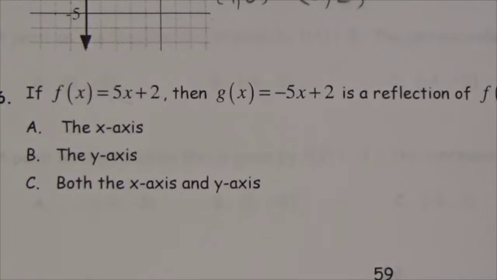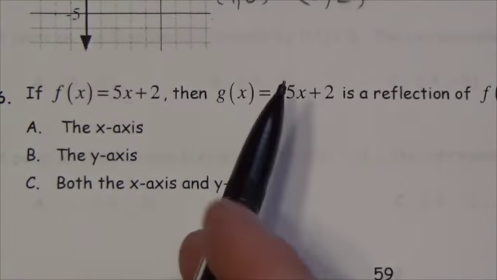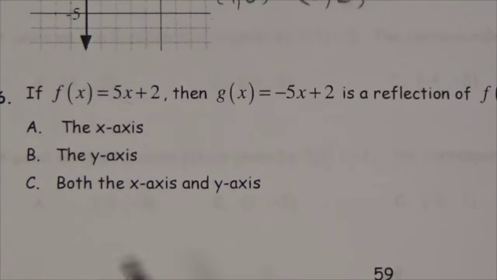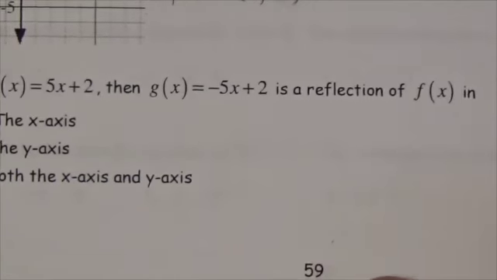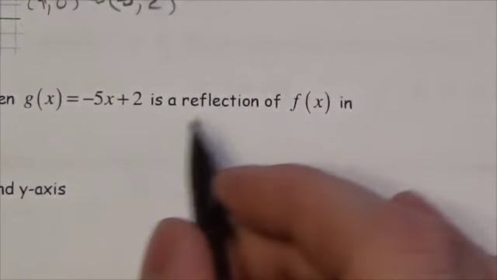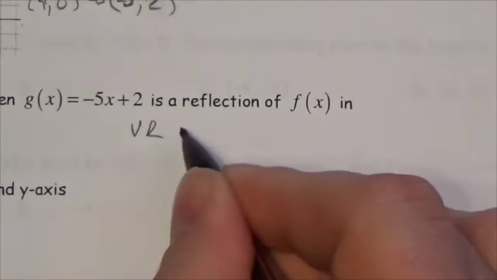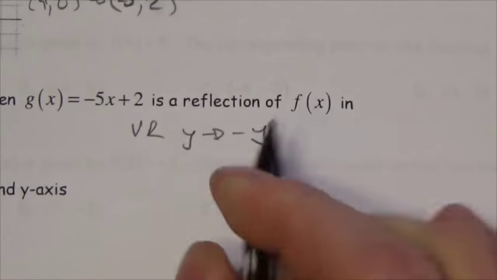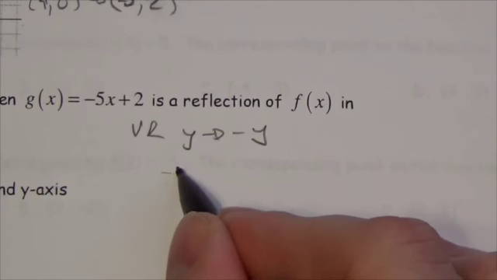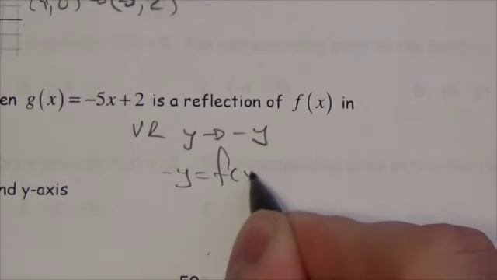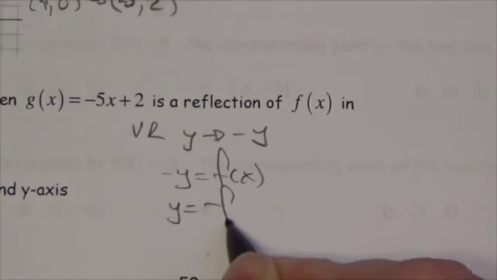Don't fall into the habit of immediately thinking that because there's a negative in the front, that is necessarily a reflection over the x-axis. In other words, a vertical reflection here, okay? Let's talk about what's going on here. Let's just say, for example, this is a vertical reflection. So y is going to be replaced with negative y. So then what happens in our function is we get negative y is equal to f of x, or y is equal to negative f of x.